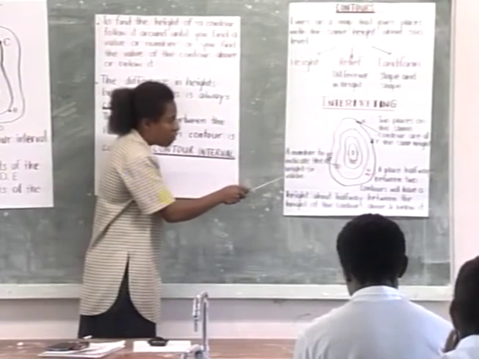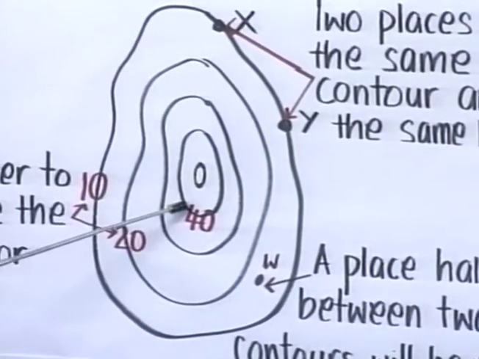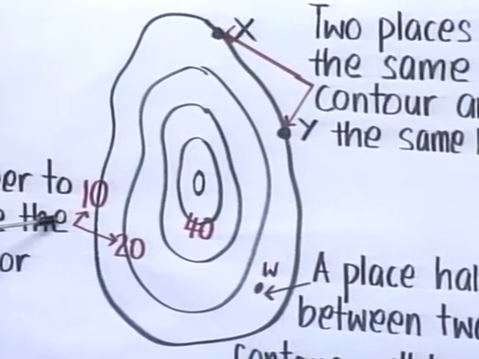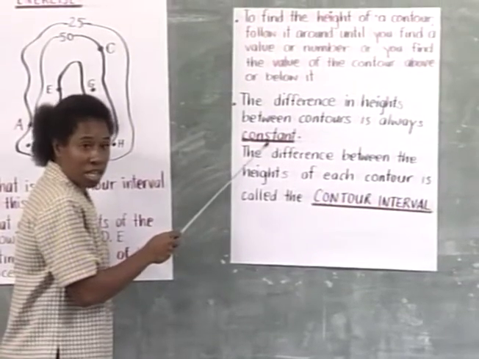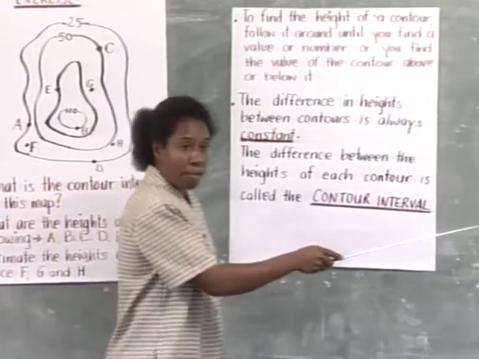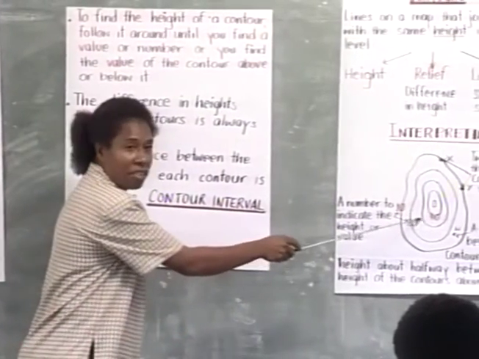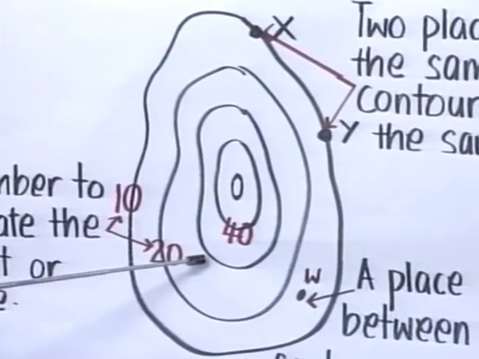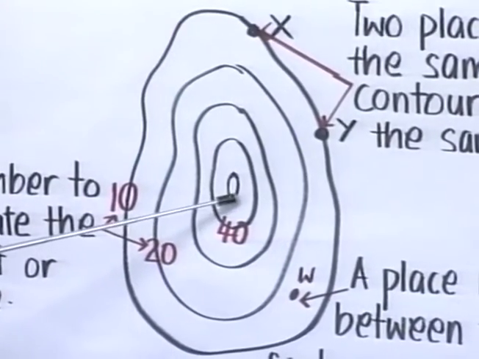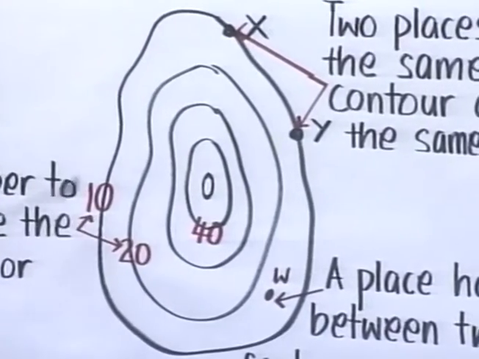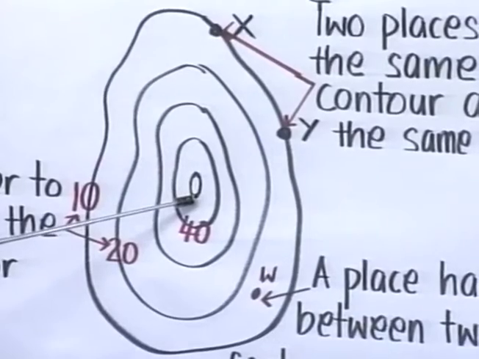That tells me that for every line I go up, I will go up by 10, or for every line I come down, I will come down by 10. And the difference is always constant. You cannot change it. If you know the contour interval of your map, you can work out what the next line is going to be if there is no value given, like in the case of this one here. If I ask you to find the value of the center of this particular map, then you will know already, because the interval is going up by 10, the middle part here will be 50 meters.